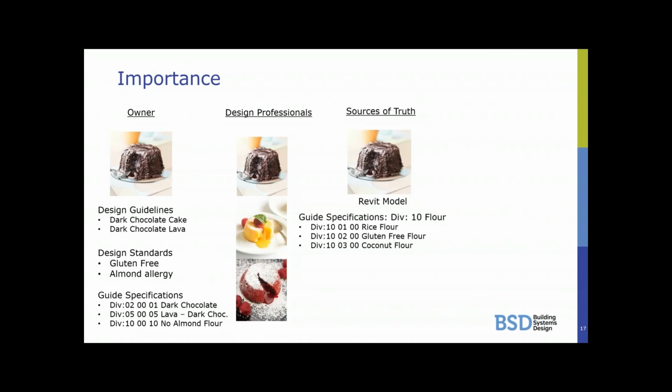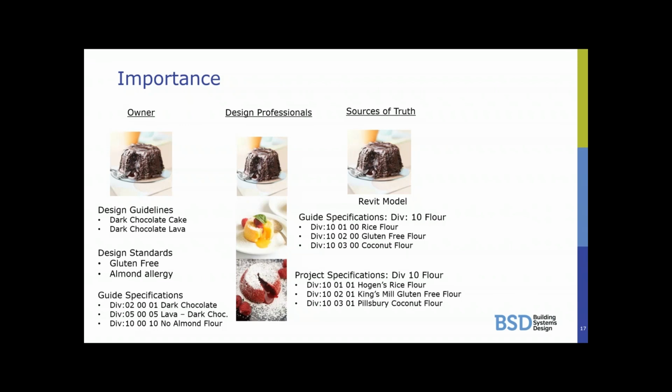So let's go ahead and take this one step further. If we can now translate and take those guide specifications as the sources of truth, where we can now say, okay, if we're doing performance requirements, we now have the option to say we have rice flour, gluten flour, or coconut flour. And we can take it another step further and say if we have actually brand specific, and maybe we're a private owner, we can say what brands do we particularly like.